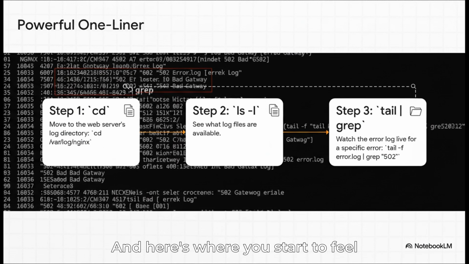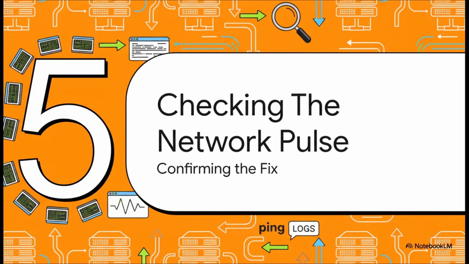And here's where you start to feel like a real wizard. You can chain these commands together. Here, we're watching the Nginx error log live with tail -f, but we're using that vertical bar, that's called a pipe, to send that live output directly into grep. So we only see the new error lines if they contain a specific 502 error. So powerful.